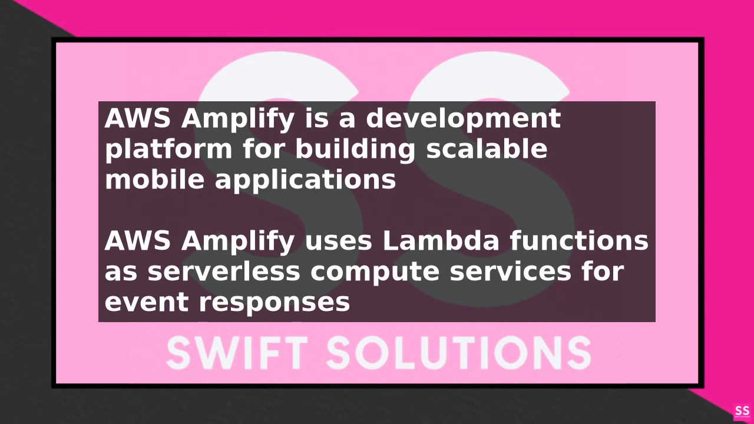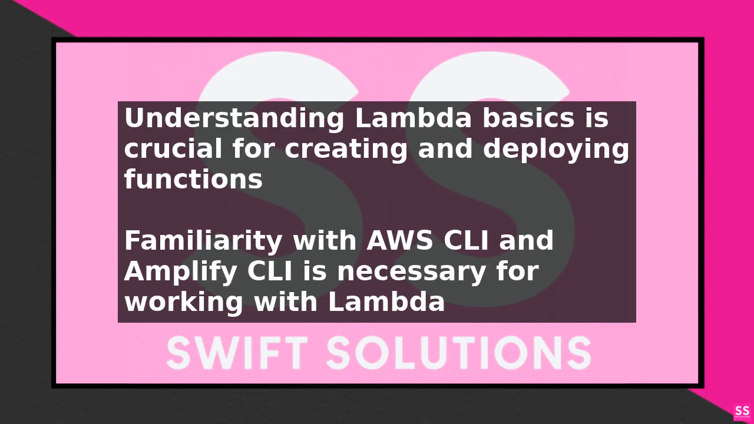Step 1. Understanding the basics. To get started with AWS Amplify Lambda functions, you need to understand the basics of Lambda functions, including how to create and deploy them, as well as how to trigger them using API Gateway and other AWS services. You should also be familiar with the AWS CLI and the Amplify CLI, which provide a set of tools for working with AWS Amplify.